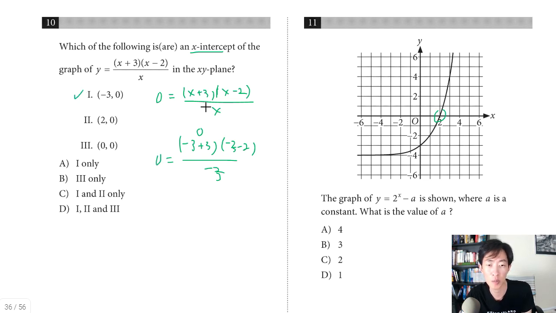Choice 2 is very similar. We take x, make it 2. That means this term becomes 0 multiplied by 5 divided by 2. Doesn't really matter what the numbers are. This is also going to be 0.